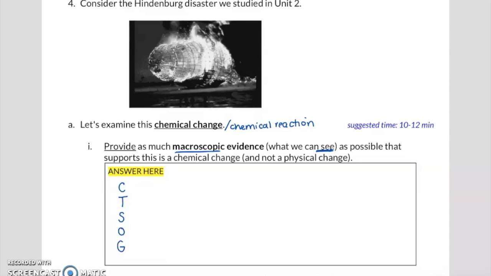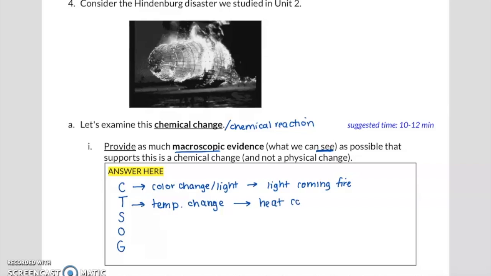Remember, you need at least one of these pieces in order to support that this is a chemical change, but to be really detailed, we want to list as many as possible. C stands for a color change, or if there is light produced. In this case with our Hindenburg, of course there is light produced coming from the fire. T stands for a temperature change. I can imagine, even if I wasn't there to feel it, that there must have been a lot of heat coming off of that fire as the Hindenburg caught on fire.